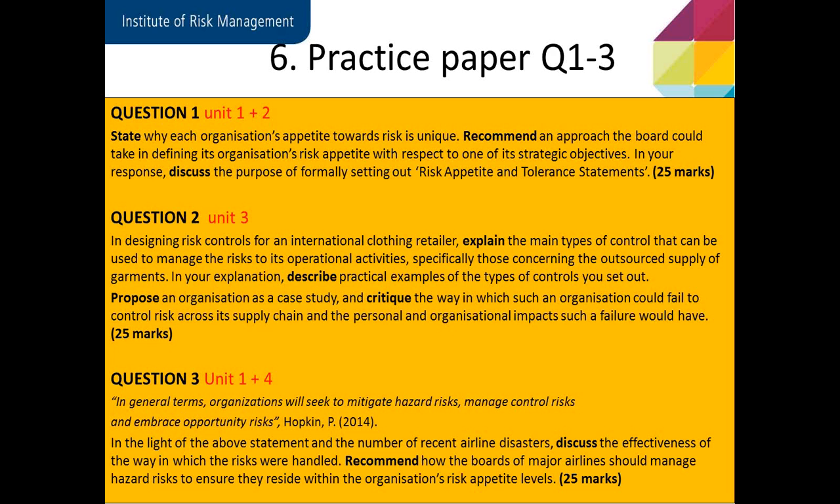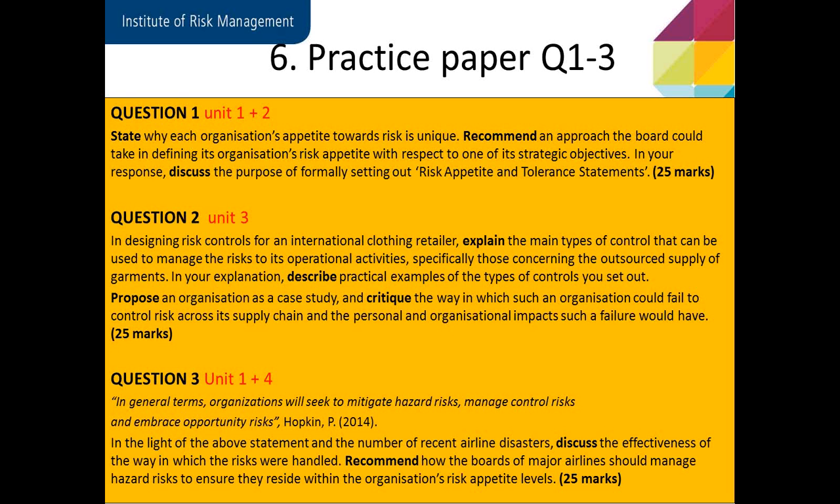Question 2, so question 1 is a pure theoretical, but question 2 is slightly different. We've got now an international clothing retailer. And again, though, we've got nicely structured emboldened command verbs which we can use: explain, describe, and critique. So, explain the types of control that can be used. And this is again where you can talk about theoretically what we mean by types of control. I've already said that we can classify control in the same way as we can classify risks. Different types of control for different risks.